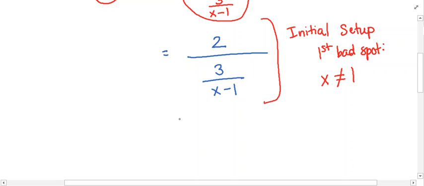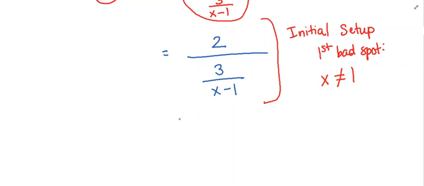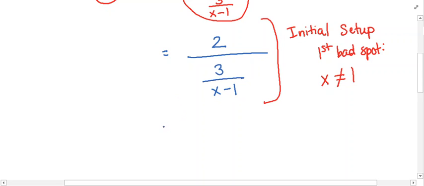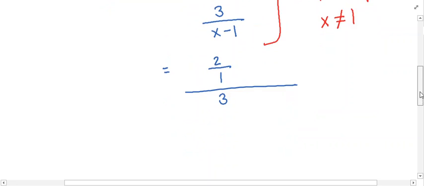This is a complex fraction. It's a fraction inside of a fraction, so we need to simplify it so we do not have a complex fraction. Remember what I told you to do. We're going to work with the numerator separately and the denominator separately. The numerator is 2. Make it a fraction. This is going to be 2 over 1. The bottom is the fraction 3 over x minus 1.